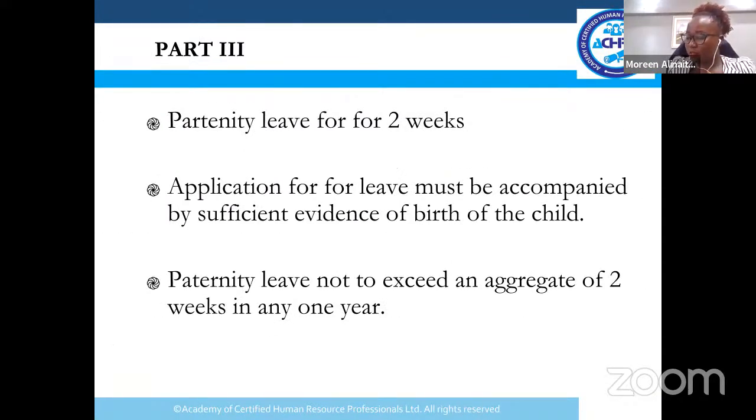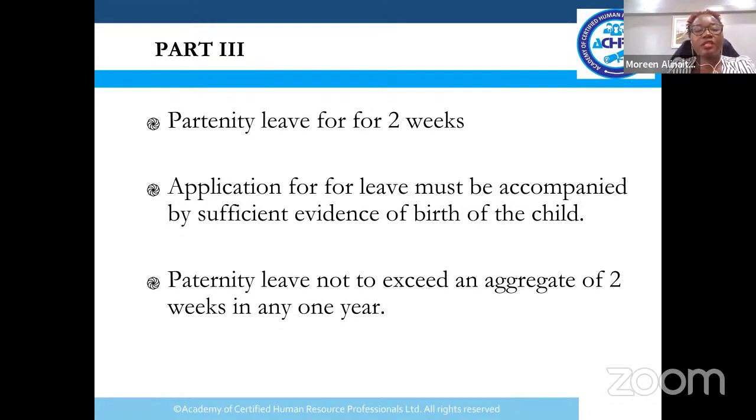Part 4 of the rules provides for paternity leave. When we were discussing the issue of paternity leave earlier, you were wondering where I'm getting these things from. A male employee is entitled to 2 weeks paternity leave and may take the leave at once or in a manner and on dates convenient to the employer and the employee, okay? Part 2 says, an application for paternity leave shall be accompanied by sufficient evidence of the birth of a child in respect of whom the application is made.